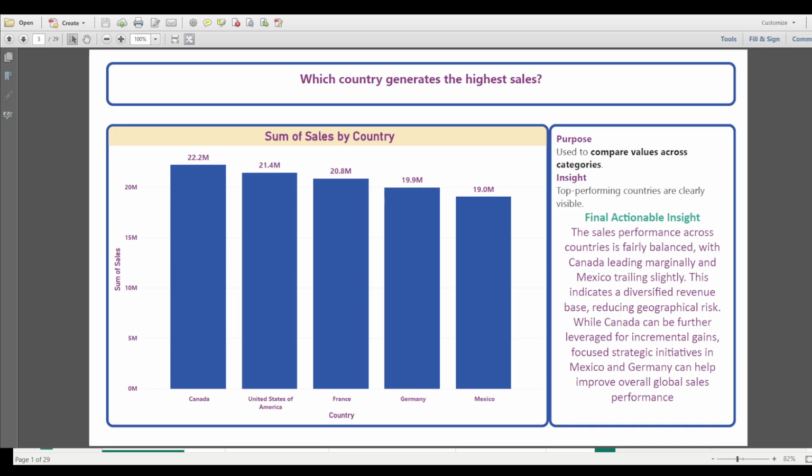Then see how many charts I explained to you. This is a bar chart which we use to compare values. Here we are comparing country wise sales. So see how I have done the formatting also. Detailed labels are being given, a proper heading is being given. And what was the query? Which country generates highest sales? So if this is the query, we have to use a bar chart. And this is how I have written the insight.